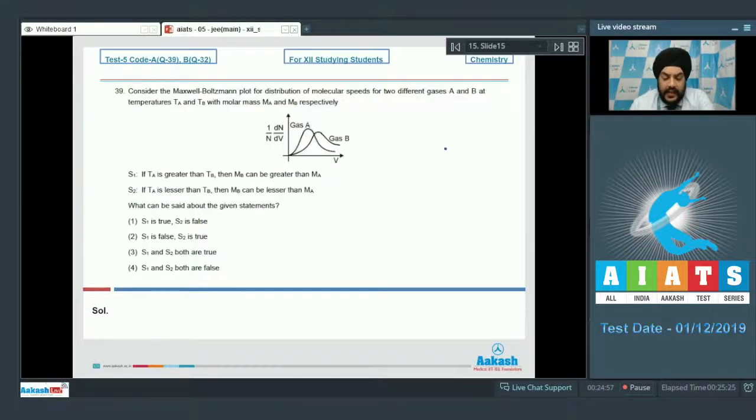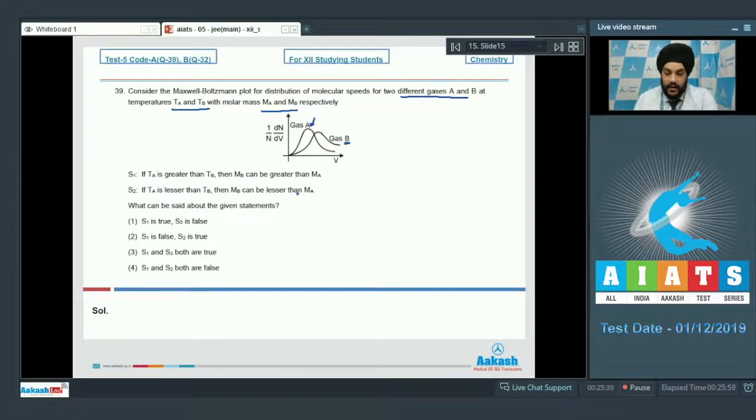Question number 39. Consider the Maxwell-Boltzmann plot for distribution of molecular speeds for two different gases A and B at temperatures TA and TB with molar mass MA and MB respectively. So we have been given the Maxwell-Boltzmann plot, students. The graph for gas A is given as this one and the graph for gas B is the other one.